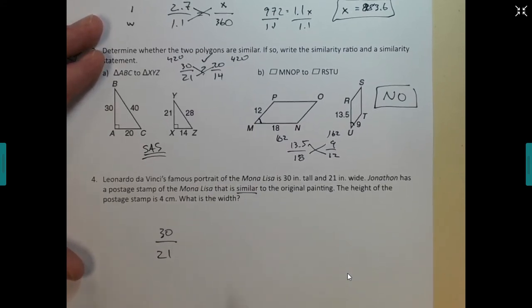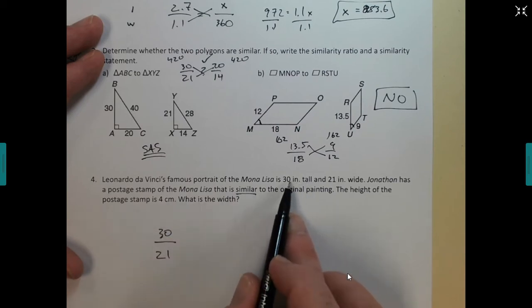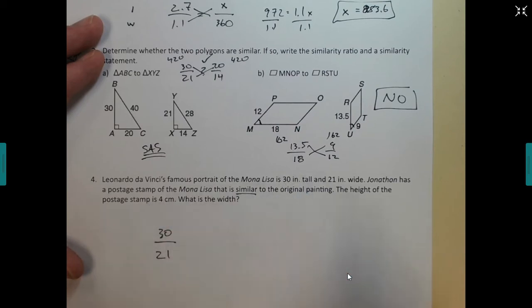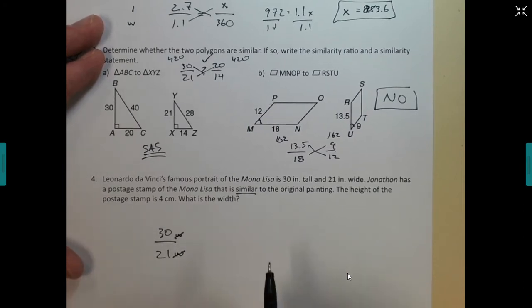All right. The height of the postage stamp is 4 centimeters. So again, we don't have the same units, but we're fine with proportions. Because realistically, and you learn this in chemistry, we have inches divided by inches. We actually don't care about those units. Those units cancel. All right. Height, we put tall on top. So I got to put the 4 centimeters on top.